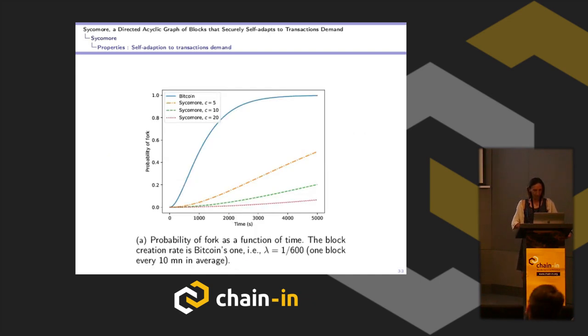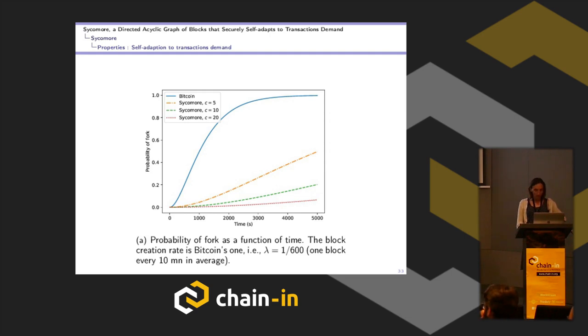And so, yeah, what we computed here is the probability of fork. So here is the probability of fork in Bitcoin, and here is the probability of fork in Sycomore, if you have five chains, 10 chains or 20 chains. And what you see is that the probability of fork drops very much. It's very important to drop the probability of fork.